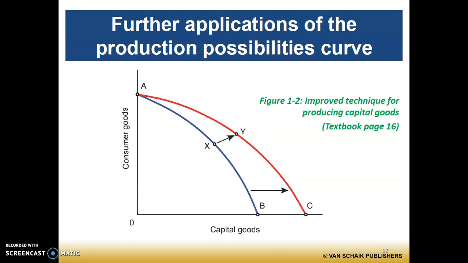The community would have preferred a combination beyond the PPC, such as point G, shown in figure 1.1, but point G is unattainable. However, if the quantity or the quality of available resources were to increase or production techniques were to improve over time, the production possibility curve would shift outward.